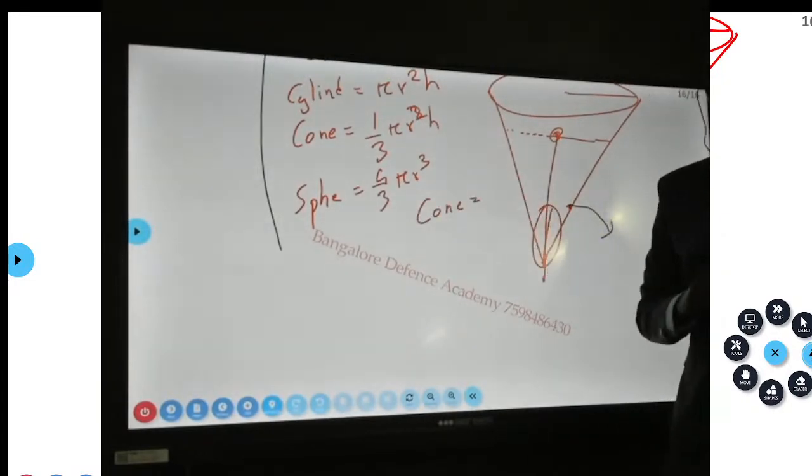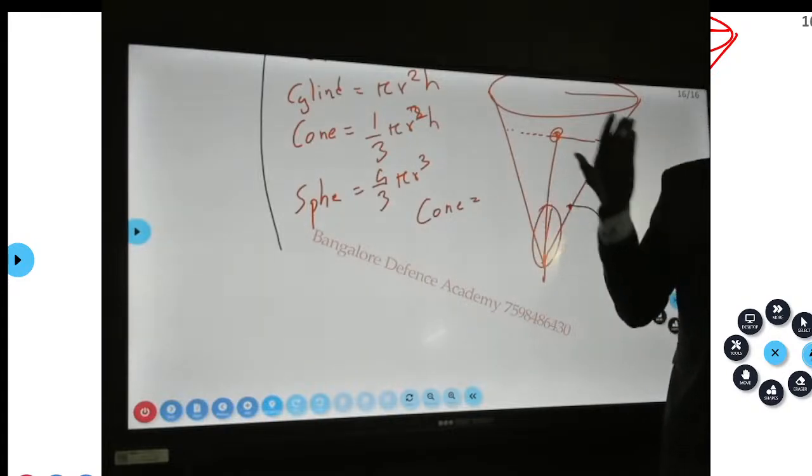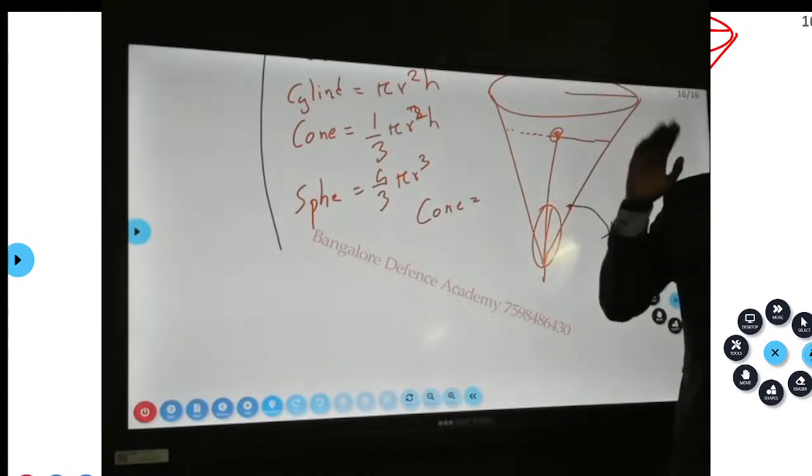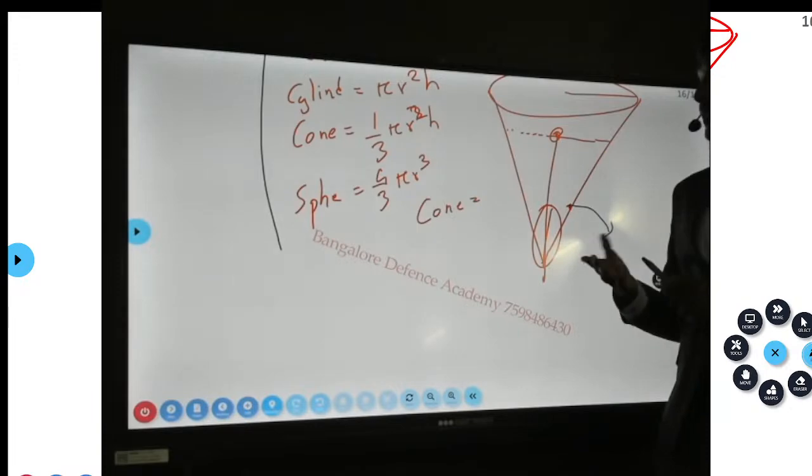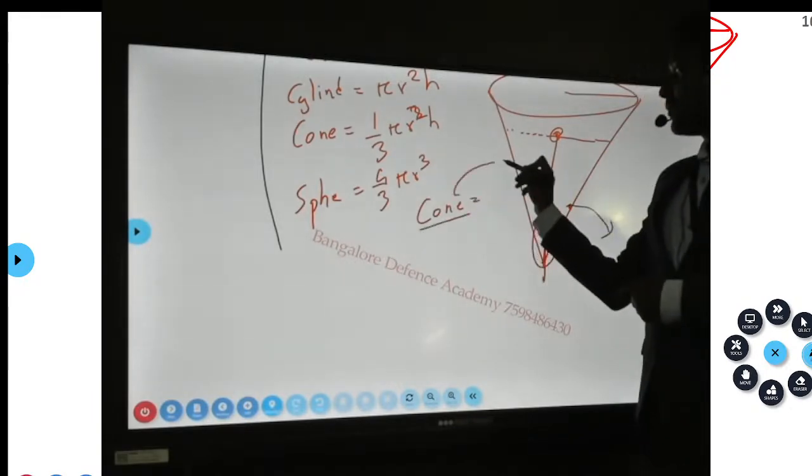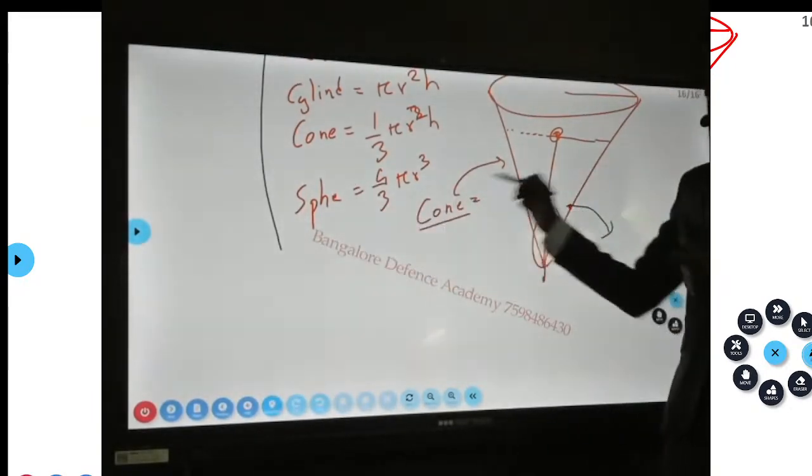Yes. Okay. Now here you have curved surface area, total surface area. Okay. In 9th standard you will have curved surface area, total surface area, something like that. So if your 9th formulas are not strong, you will find it difficult.